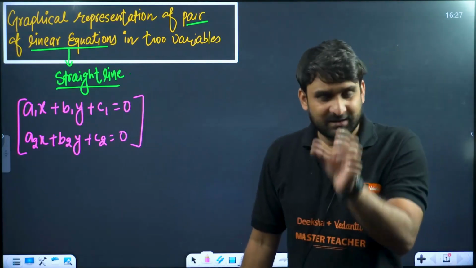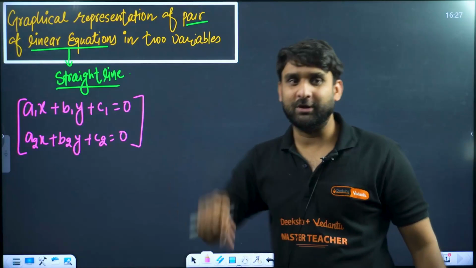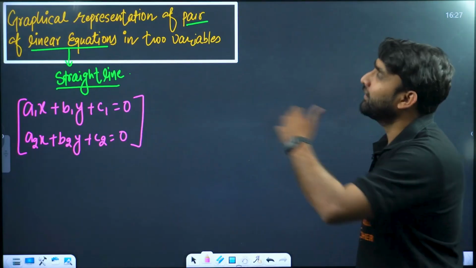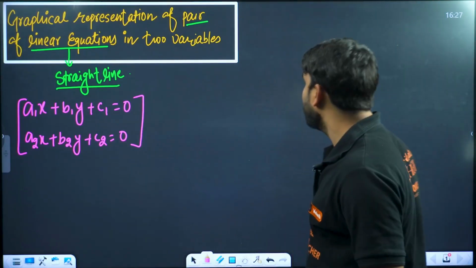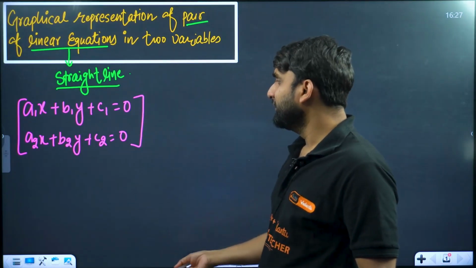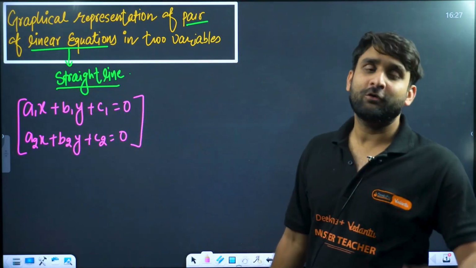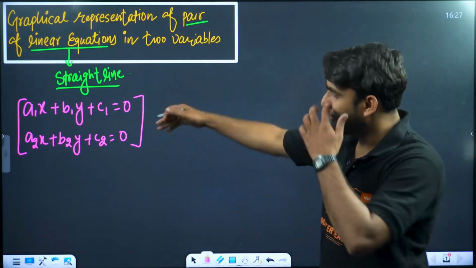The constant is placed at the end, at the last point of the linear equations. So what will be the graphical representation? There are basically a few rules. We have to compare the ratio of their coefficients and the pure constants also.